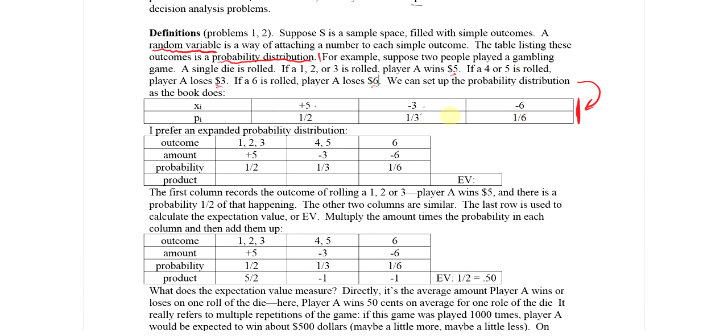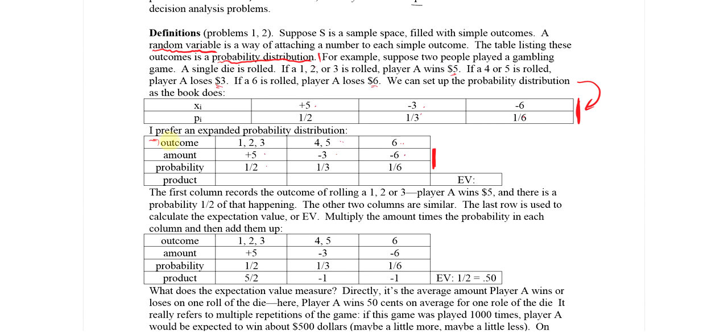I usually use a more expanded probability distribution so that it helps me understand what's going on a little bit better. What are my outcomes? I could roll a 1, 2, or 3, or a 4 or 5, or a 6, if you're rolling a 6-sided die. If player A rolls a 1, 2, or 3, player A wins $5. A 4 or 5, you lose $3. A 6 loses $6, so minus 6. What's the probability? 1/2. The probability of this is 1/3, 2 out of 6. The probability of this is 1/6. So these two rows, if you're doing MyMathLab or the book, that's what they would call a probability distribution.